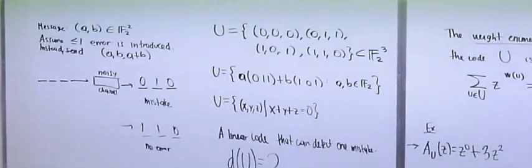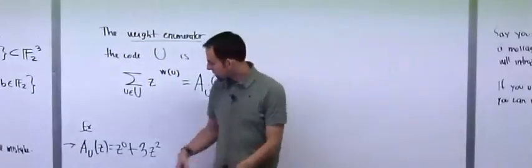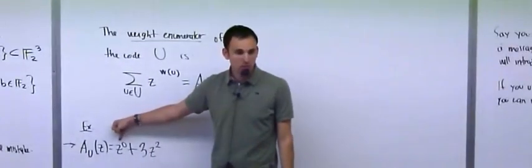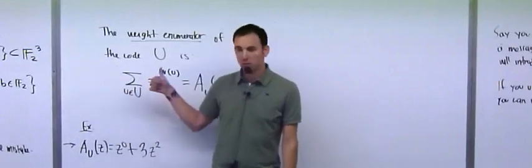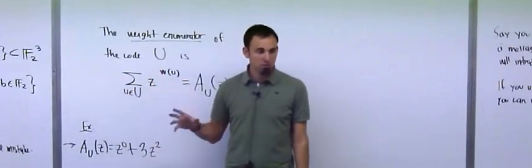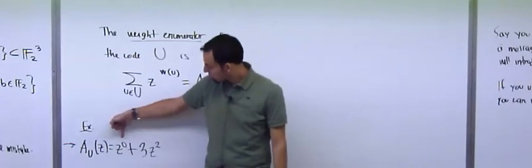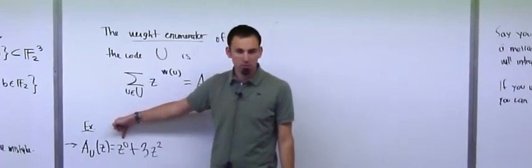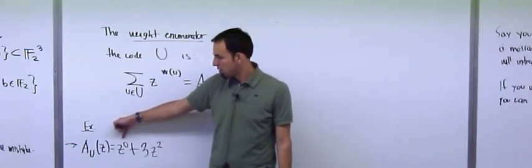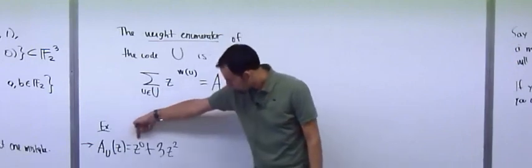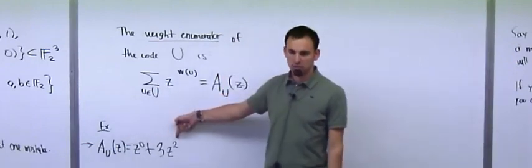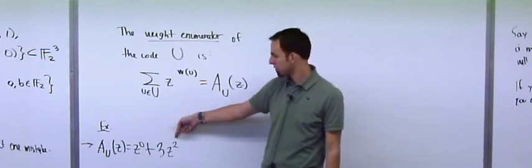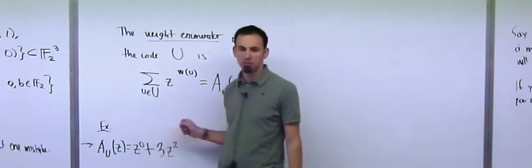How can you read off the distance from here? Well, you're always going to have a z to the 0, which corresponds to the 0 word. This is a subspace, and so the 0 word is always in there. And it's the only word that has all coordinates equal to 0. And after that, the following term, the one with the smallest z degree, is going to be the distance. And so you can immediately read off the distance if you have this polynomial.